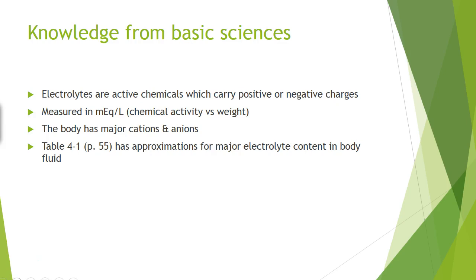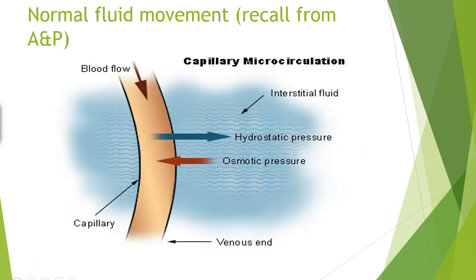So knowledge that you should be bringing also is what electrolytes are, which are active chemicals that carry positive or negative charges. They're always measured in milliequivalents per liter. We have major cations and anions. The major extracellular cation is sodium, and the major intracellular cation is potassium. For anions, which are your negative charge, the major extracellular is chloride, and the major intracellular are your phosphates and your sulfates. If you choose to look at page 55, table 4.1 has approximations for what major electrolyte content in body fluids should be.